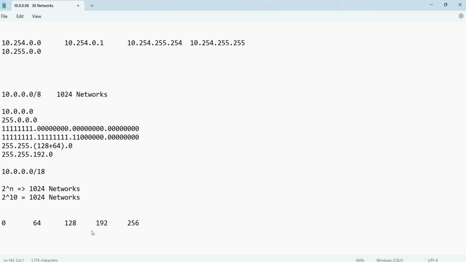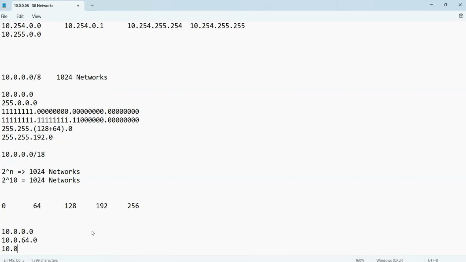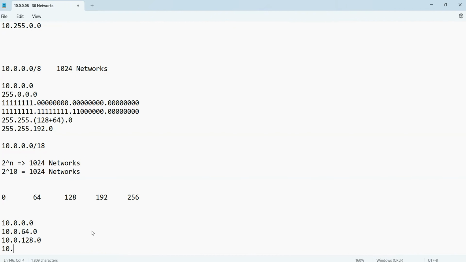I'm looking for 1024. So it's 10 dot 0 dot what? Watch this, folks. 0 dot 0. My next network, 10 dot 0 dot 64 dot 0. Then 10 dot 0 dot 128 dot 0. Then 10 dot 0 dot 192 dot 0. See that? 4 for each.